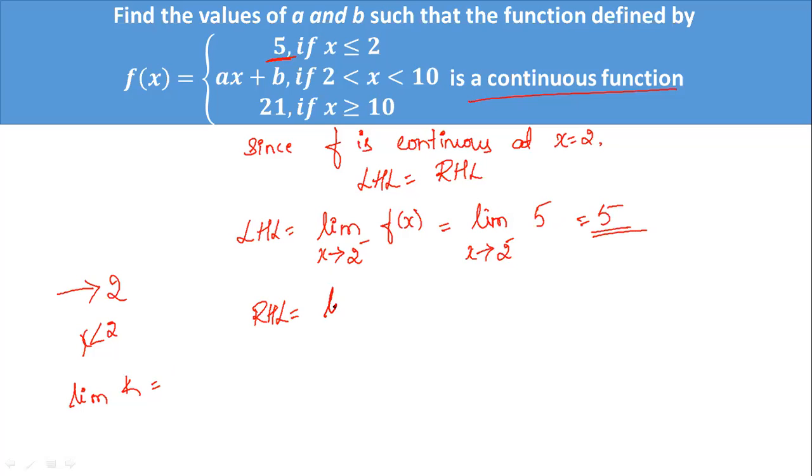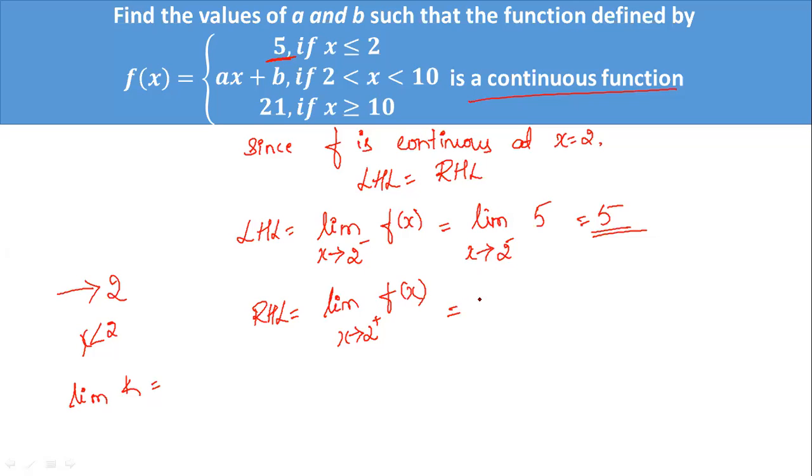So the right hand limit is the limit of f of x as x tends to 2 from the right. From the right hand side, you are taking a value which is greater than 2. When x is greater than 2, what is the definition of f of x? Which definition of f of x do I have to use? The first, the second, or the third? The second one. Good Sahana, good Noor Fatima. So we have to use the second definition.